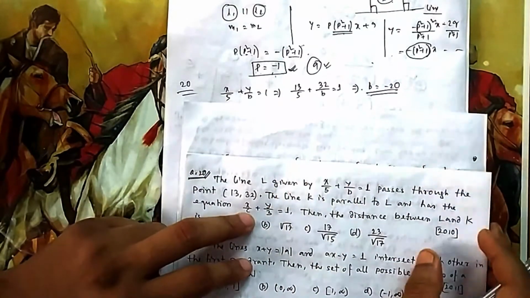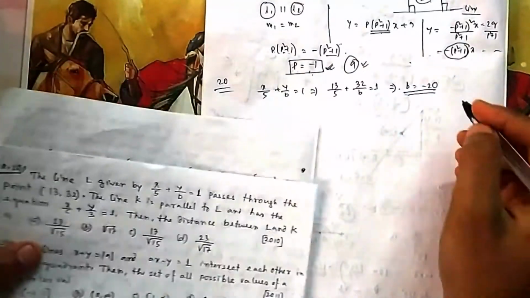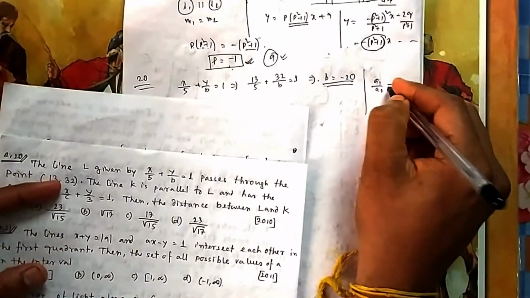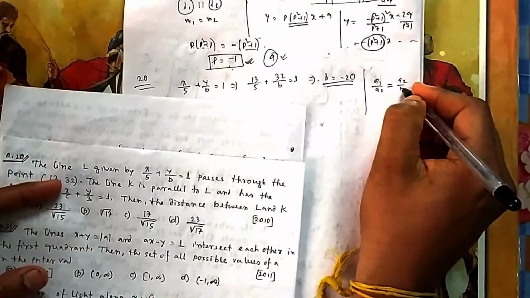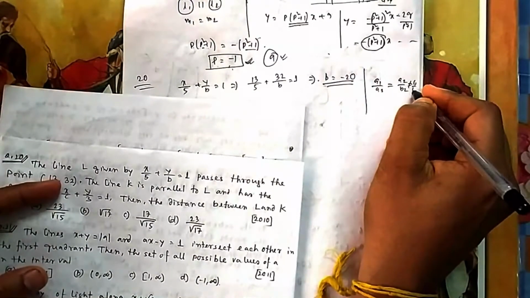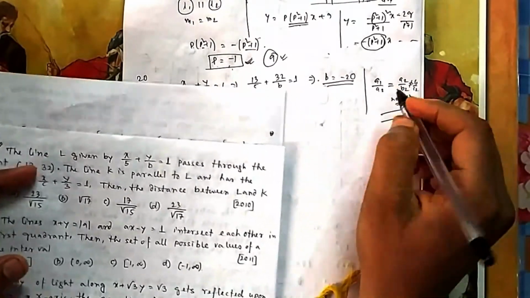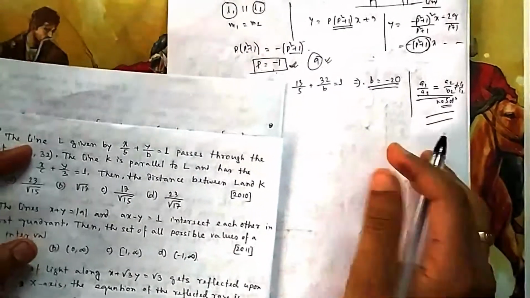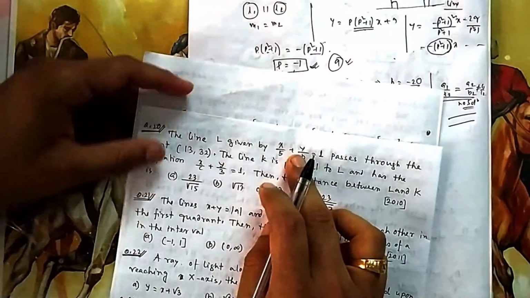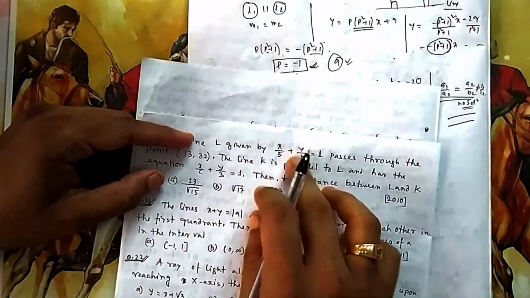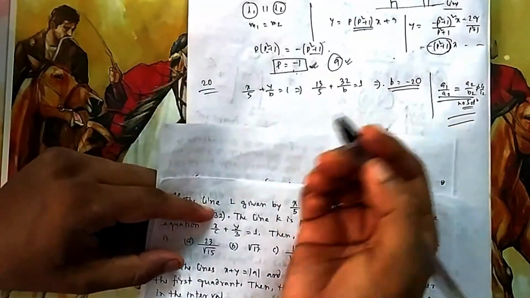For no solution, in algebraic expression, you have solved two simultaneous equations. A1 by A2 is equal to B1 by B2 is not equal to C1 by C2, then there is no solution. No solution means they are parallel lines. So you can use this one. These two should be parallel, or the slopes are equal. You can make y equal to something, or you can calculate from both these equations.